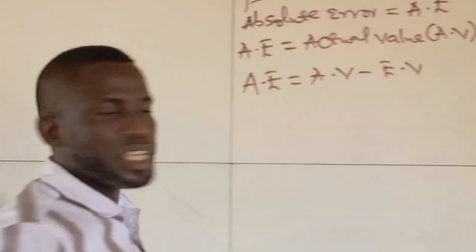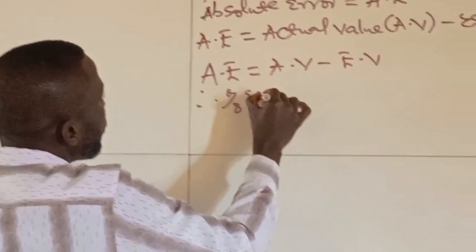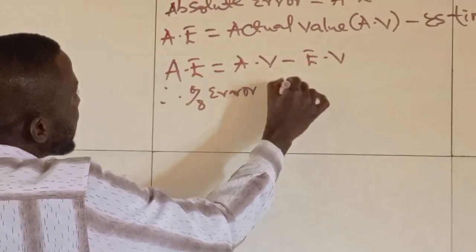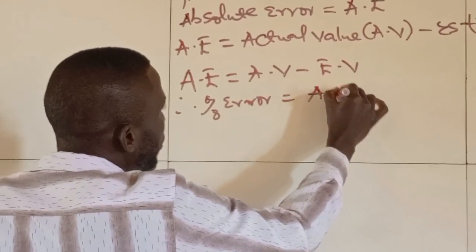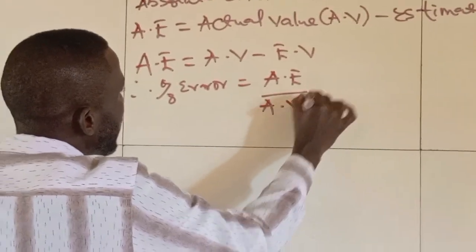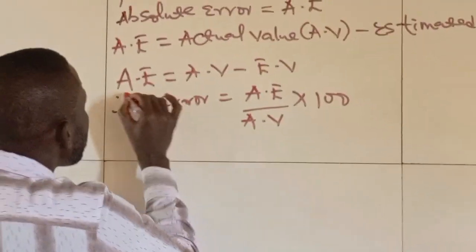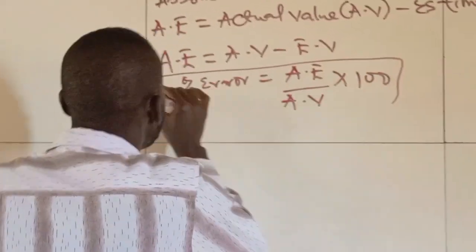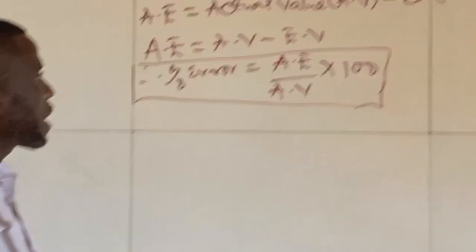So what is now percentage error? Therefore, percentage error is equal to the absolute error all over actual value times 100. Now, what do we mean by this? All right, this is the correct formula when we are dealing with percentage error.